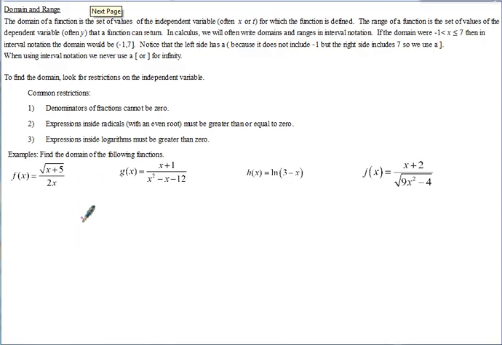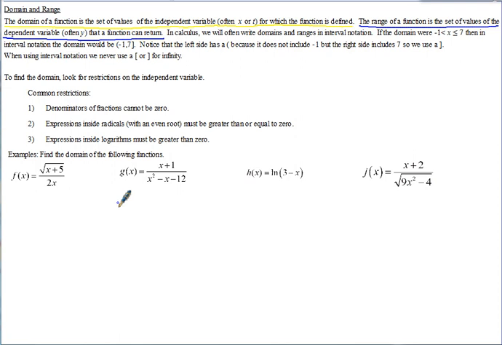Now let's take a look at domain and range. Okay? And particularly focusing on the domain here. So the domain, remember, is defined for functions to be the set of all values of the independent variable, often x or t, for which the function is defined. So which you actually get a real answer to. So that's like the input. The range of the function is like the output. This is the set of values of the dependent variable, oftentimes y, that a function can give you.